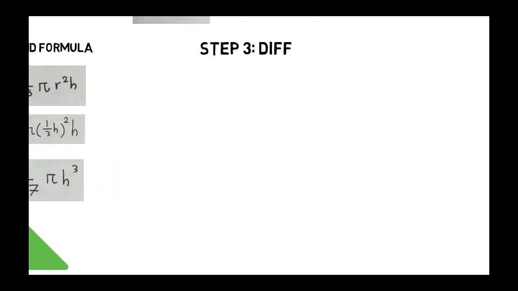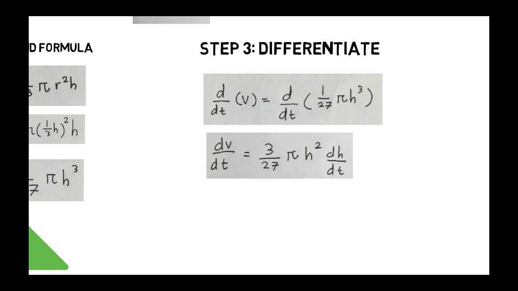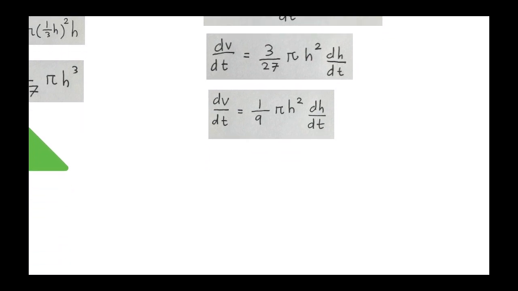Step 3. Differentiate. So we will take d over dt to the left side and d over dt to the right side. And when we differentiate it, we will get dV over dt on the left side and dh over dt on the right side. And we're going to simplify it. Since we are looking for dh over dt, we are going to move dh over dt to the left side. Now our equation is dh over dt equals dV over dt times 9 over pi h squared.